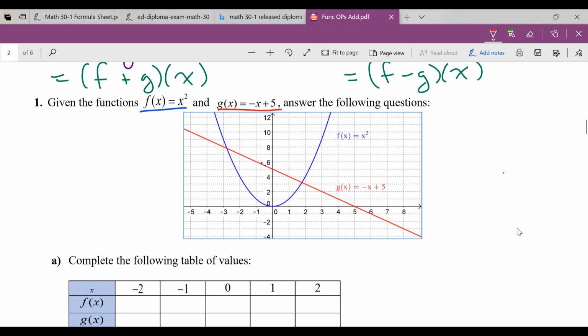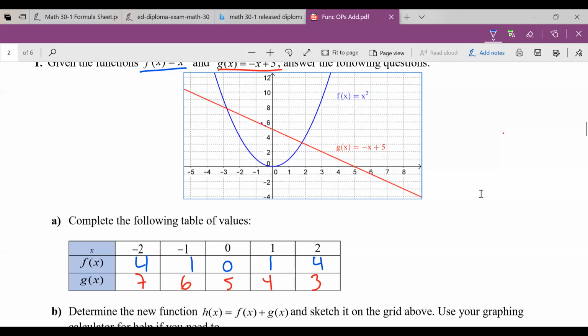Okay, here's what I want you to do right now. I want you to, first off, use the graphs on what I've given you. And I want you to complete the table of values below. So hit pause and complete that table of values. You can use your graphing calculator if you need to as well. All right, so there's the values you should have got by just reading off the given graph. Take a second to verify your points.